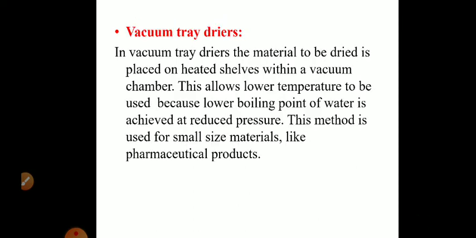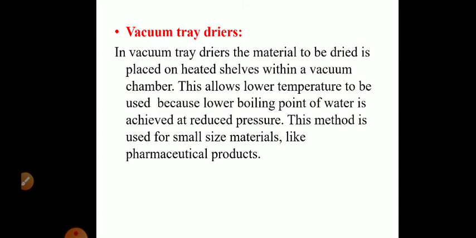We also have vacuum tray dryers, in which there are small trays where we keep our product. In vacuum tray dryers, the material to be dried is placed on heated shelves within a vacuum chamber. Here the chamber does not have any air, it is evacuated, and the chamber has shelves. There are trays in the shelves. So you keep your product in the trays on the shelves, and they are kept in a vacuum chamber.